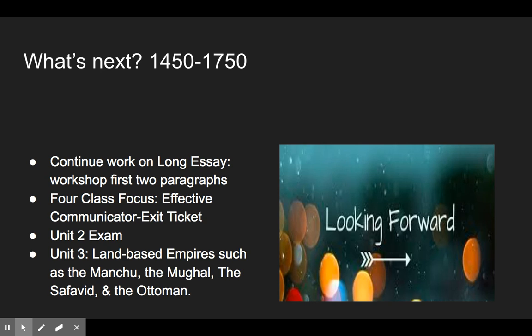What's coming up next? We are going to be working in a different time window. We will continue to work on the long essay and workshop those first two paragraphs, as I said before. Our four-class focus will continue to be effective communication, and there will be an exit ticket this week. We'll also work on the Unit 2 exam come Tuesday and Thursday, and we'll begin Unit 3 on land-based empires, such as the Manchu in China, the Mughal in India, the Safavid in Persia, and the Ottoman in Turkey.